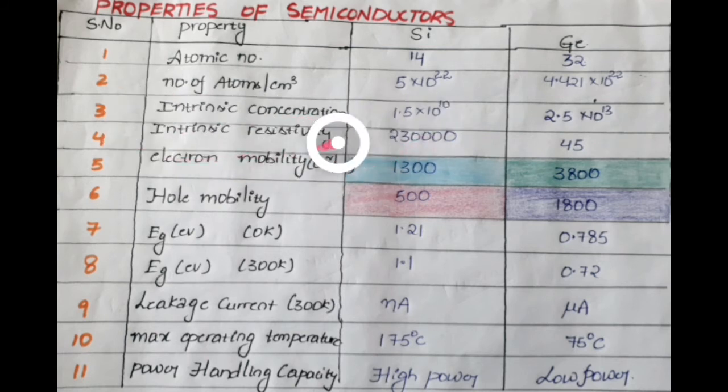Now coming to intrinsic resistivity. Resistivity is nothing but which stops the flow of electrons, right? So the intrinsic resistivity of silicon is very high, that is 230K ohms, whereas for germanium it is 45 ohms.